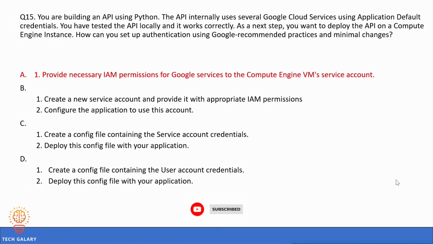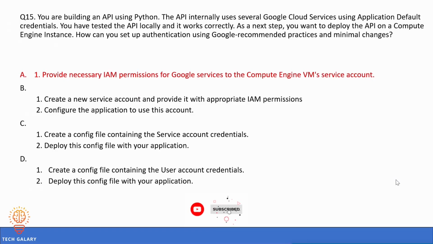Let's take a look at option C. Create a config file containing the service account credentials. Deploy this config file with your application. Option C suggests to create a config file with the service account credentials. So this is not safe because storing credentials in a config file is not safe and it can be exposed to all the users. So this should be avoided. So option C is incorrect.